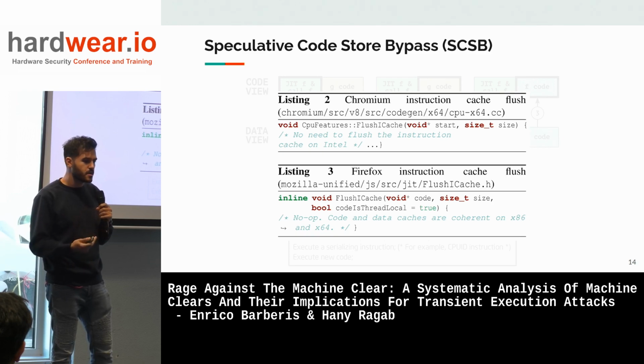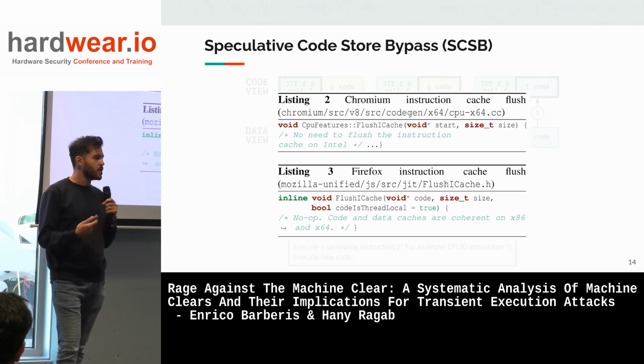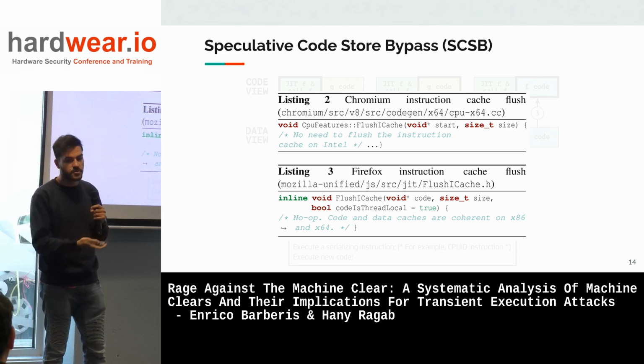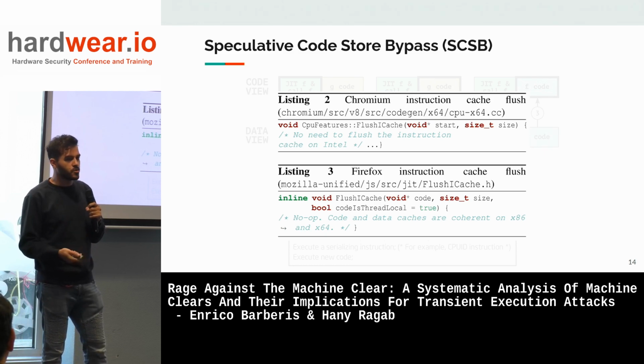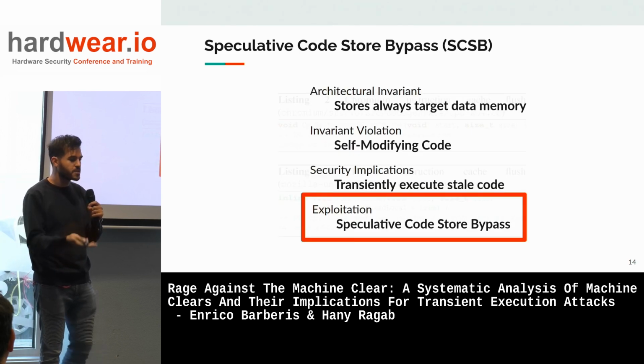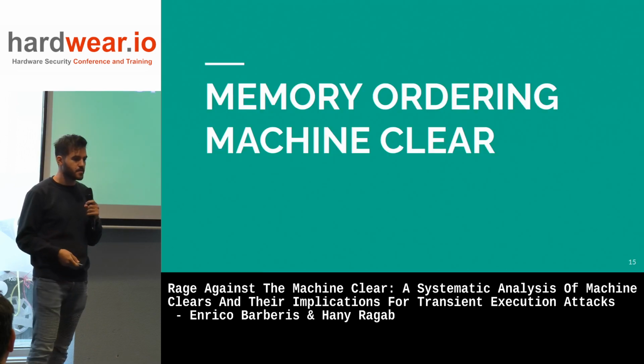In fact, use cases like JIT engines or web browsers in general are not the only place where we can use speculative code store bypass. We can exploit this in web browsers, operating systems, hypervisors, or generally any program that stores instructions and allows their execution before issuing a serializing instruction that will guarantee that the coherence between the data view and code view is maintained. So this is how we can exploit an SMC machine clear, and this is the first type.